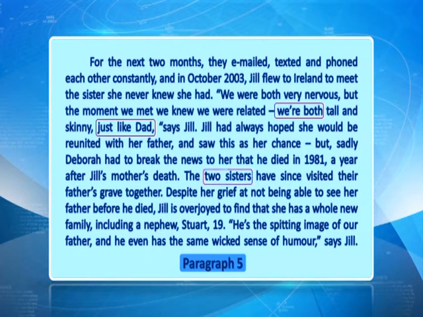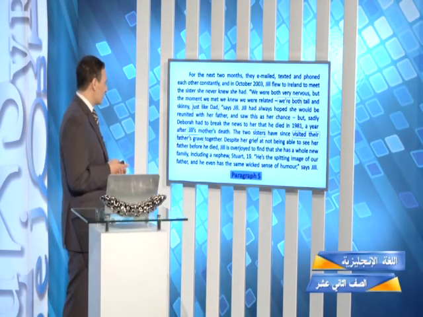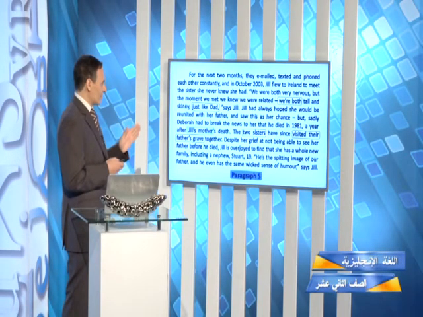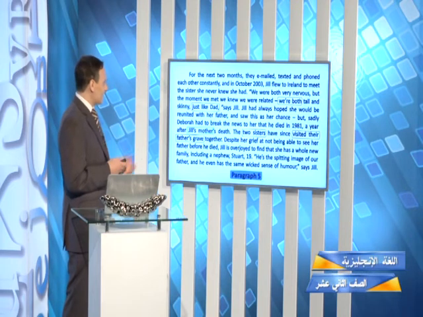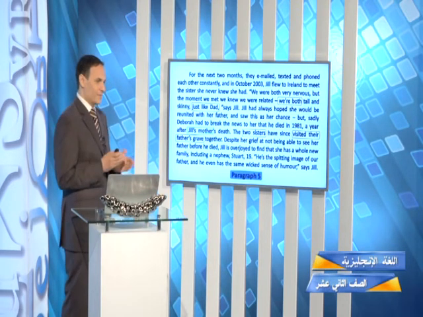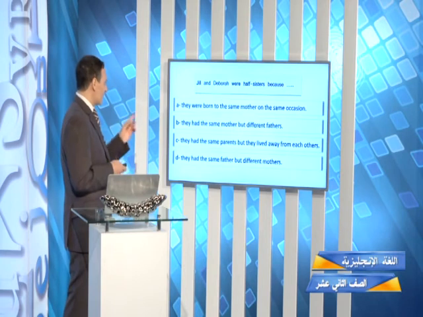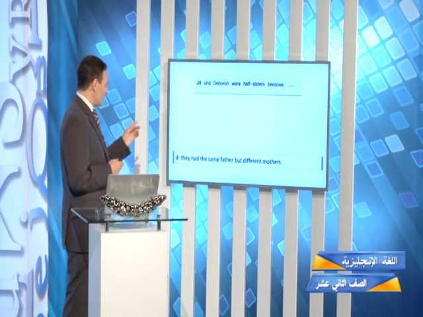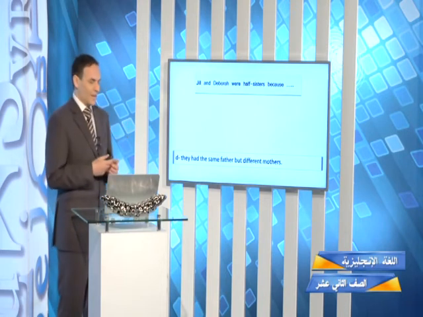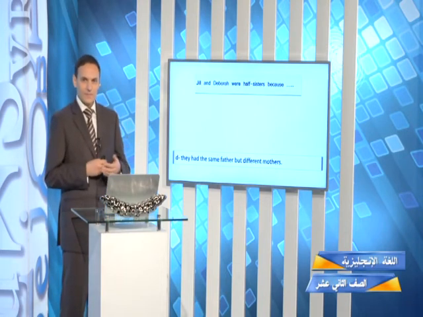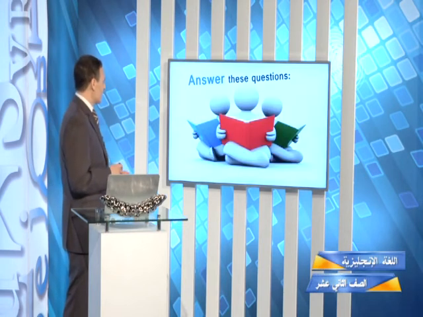Down in the paragraph, we read, the two sisters visited their father's grave. And whenever the mother is mentioned, we mention only one girl at a time. So here, for example, we have Jill's mother. So this means that they are related to the father, but they have separate or different mothers. And this makes sentence D the correct answer. The correct answer is they had the same father, but different mothers. Great. So far, so good.